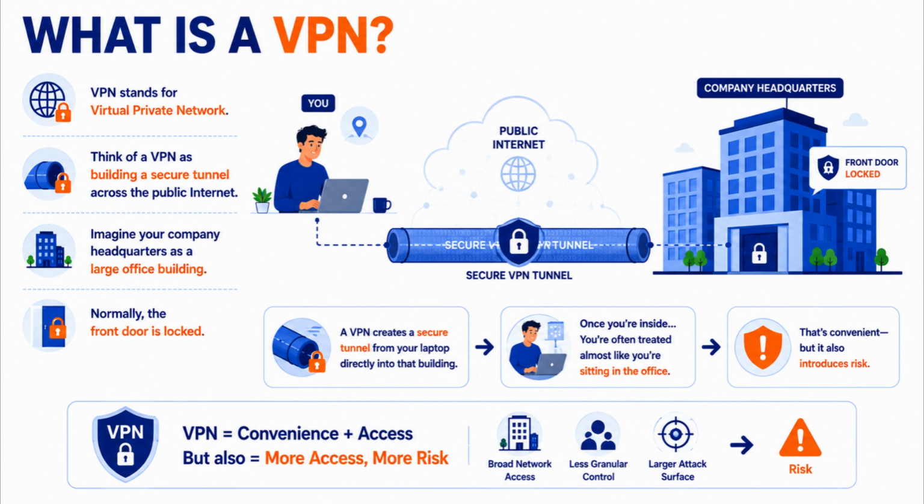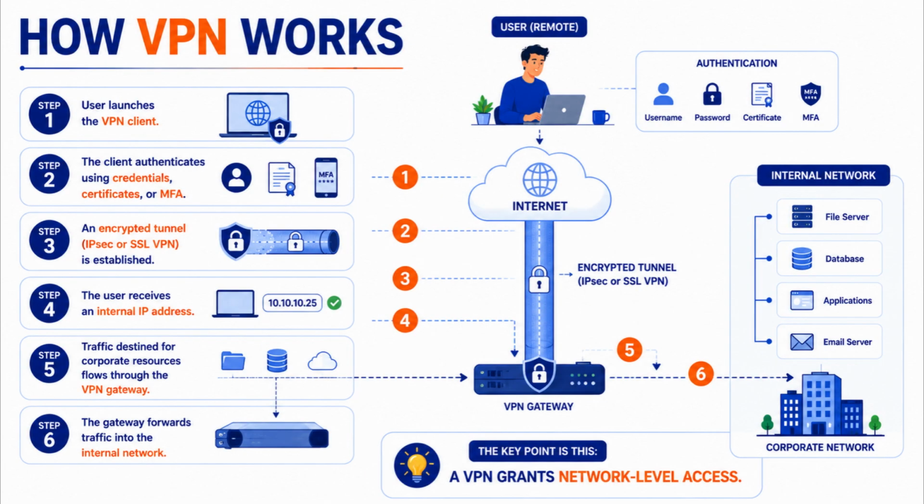How VPN works. Step 1. User launches the VPN client. Step 2. The client authenticates using credentials, certificates, or MFA. Step 3. An encrypted tunnel, IPsec or SSL VPN, is established. Step 4. The user receives an internal IP address. Step 5. Traffic destined for corporate resources flows through the VPN gateway. Step 6. The gateway forwards traffic into the internal network. The key point is this. A VPN grants network-level access.